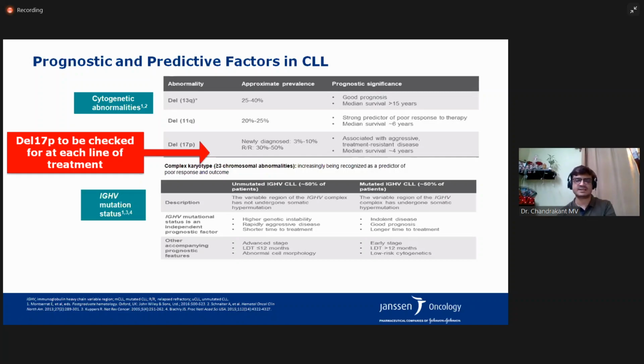And also, as I said to you, IGVH mutation status. The moment it is IGVH unmutated, it becomes unfavorable: it has a higher genetic instability, rapidly aggressive disease, short time to treatment, lymphocyte doubling time less than 12 months, abnormal cell morphology, and advanced stage. Whereas the mutated one, which arises from the memory B cells, has a sort of indolent disease, good response to treatment, slowly multiplying, and the lymphocyte doubling time is more than a year.